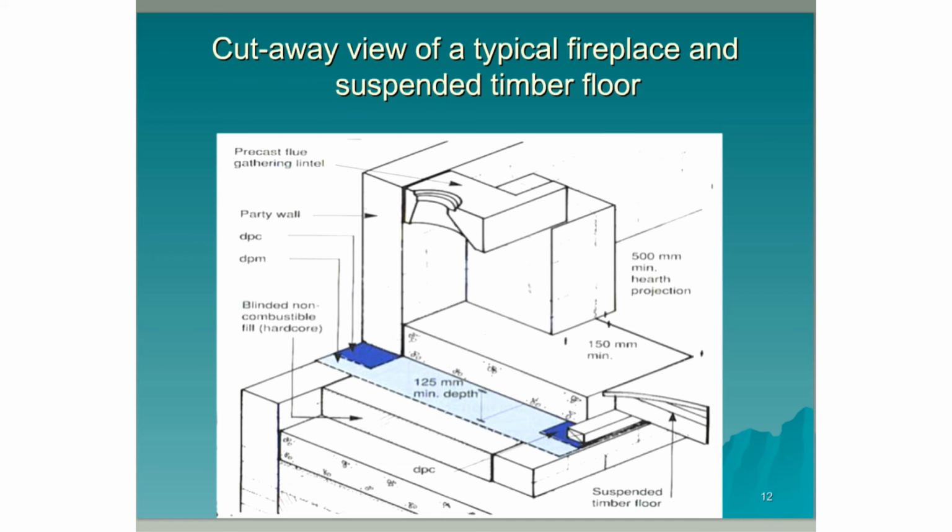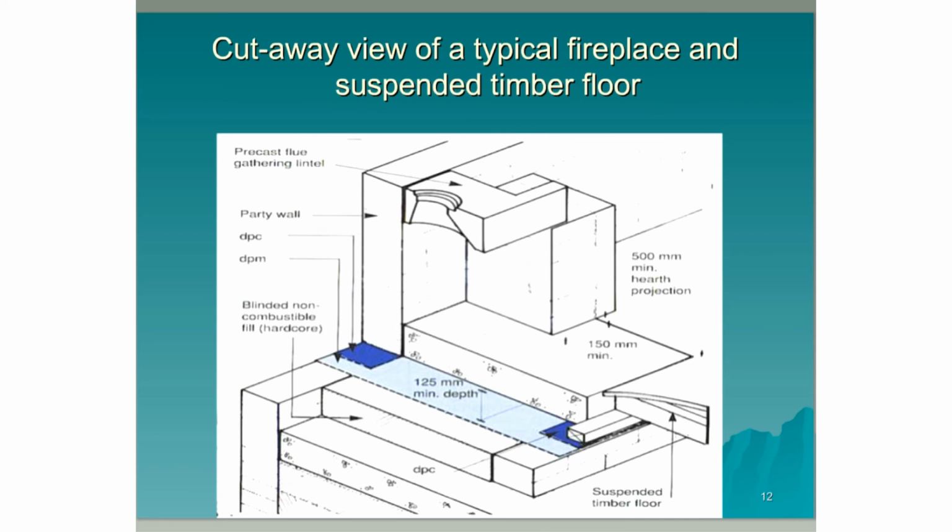Here we have a diagram of a cutaway view of a typical fireplace and suspended timber floor. We have our precast gathering unit sitting on top of one leg of our fire ope. We have our party wall at the back of the fire ope. We have our constructional heart, which is made from concrete. The constructional heart sits on top of the fender wall at the front and sits on top of some hardcore at the back.